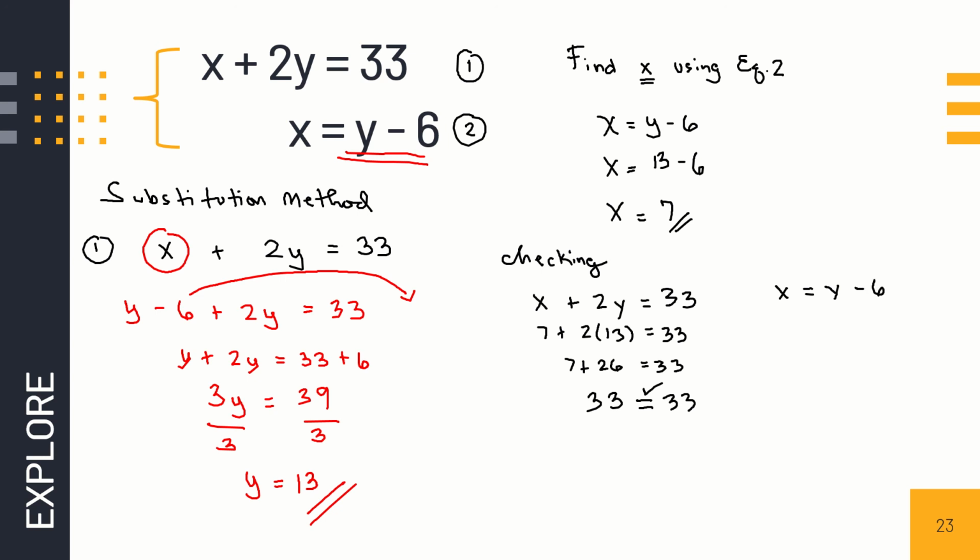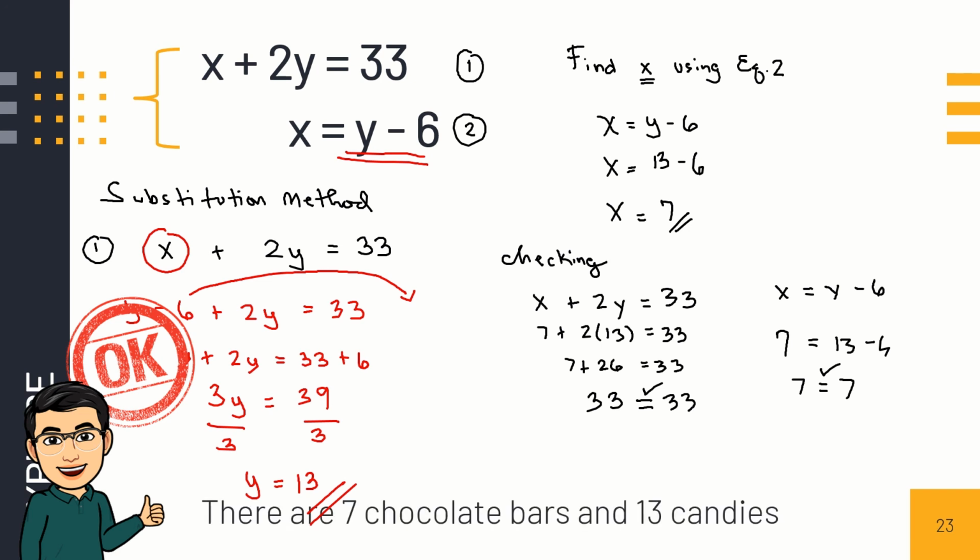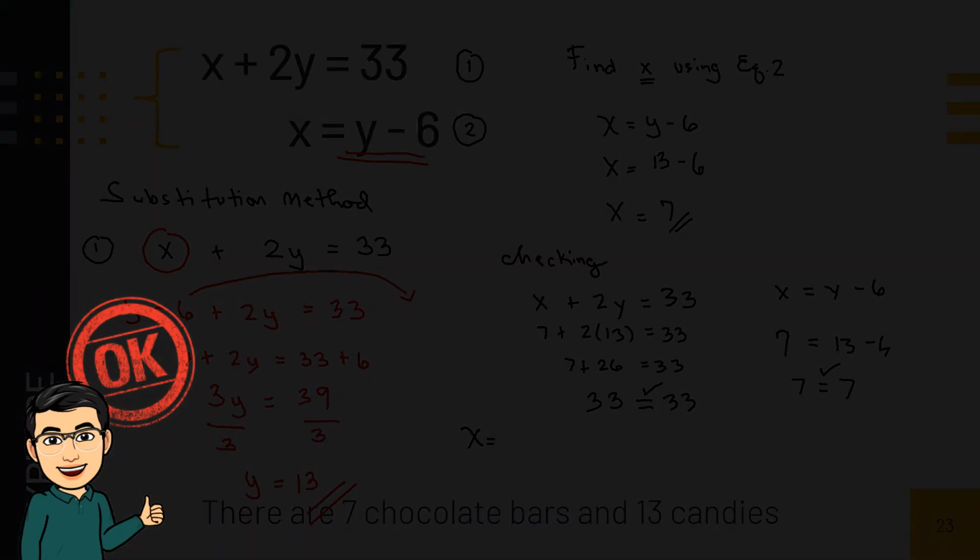So x equals y minus 6. So 7 equals 13 minus 6. If we subtract 6 from 13, the answer is 7. Therefore, there are 7 chocolate bars and 13 candies. Is it clear, class? Yes!